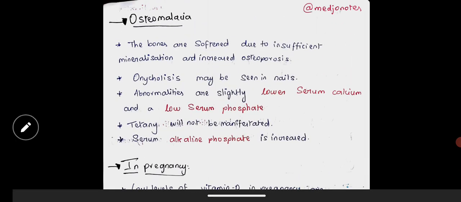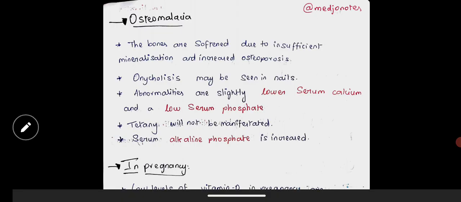Then osteomalacia. The bones are softened due to insufficient mineralization and increased osteoporosis. Osteoporosis, I told you, right? Low bone density. So low bone density will be increased, the bones are softened, and mineralization will not happen because of vitamin D deficiency. Okay, onycholysis may be seen in mice.